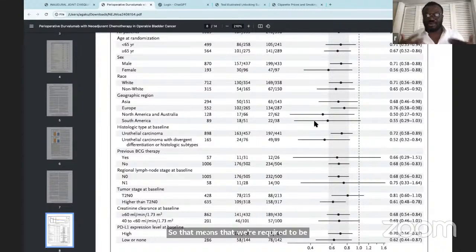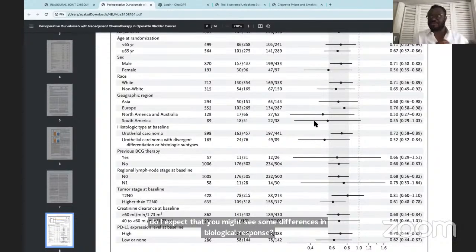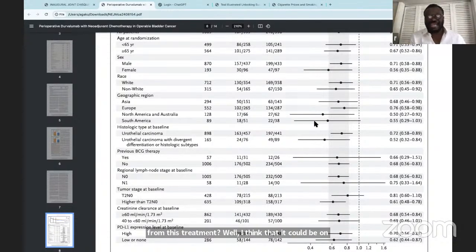There has to be some intellectual commitment to this so that you think thoroughly and say, based on biological behavior or biological precedent, where do I expect that you might see some differences in biological response from this treatment? Well, I think that it could be in this group. So you define this upfront, and this takes us back to stratification. If you have interest in looking at certain subgroups, you might want to stratify on them to ensure that you have enough people across all of them.